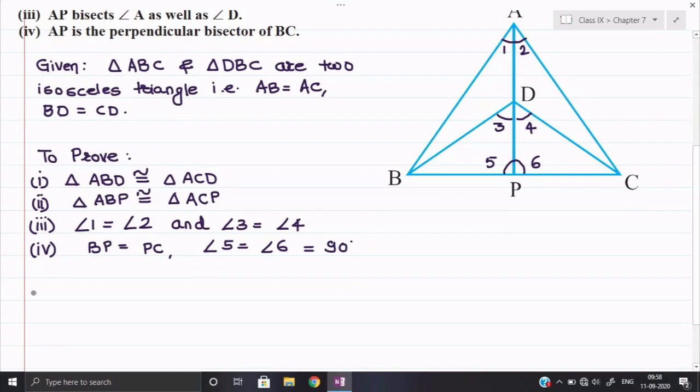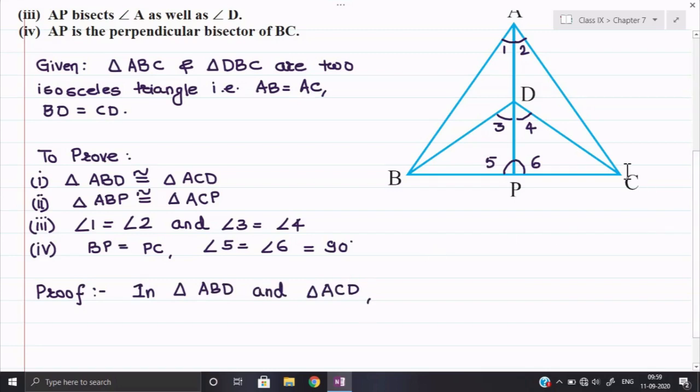First of all, in proof we will take the part number first. Okay, question is little long, so you need to keep patience while solving this question. Okay, so let us see the first part. In the first part we need to take triangle ABD. So we are taking triangle ABD and triangle ACD. Okay, look at the triangle ABD and triangle ACD.